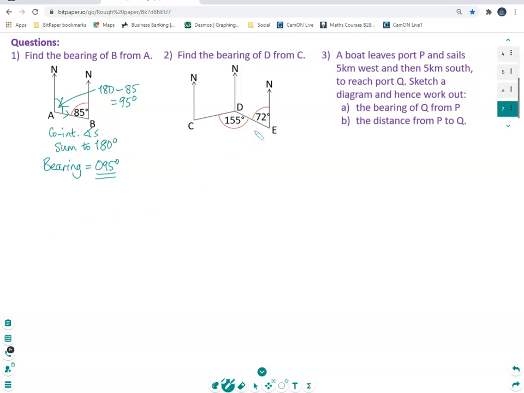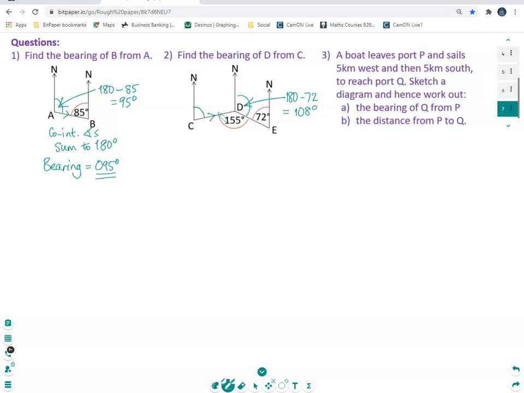This one's a bit trickier, but we're going to use the same thing again. So the bearing of D from C, we're going from C towards D. So there's our arrow. This is the angle that we're looking for. Again, we can use co-interior angles here. So 72 plus this angle here must add up to 180. So that must be 180 minus 72, which is 108 degrees.